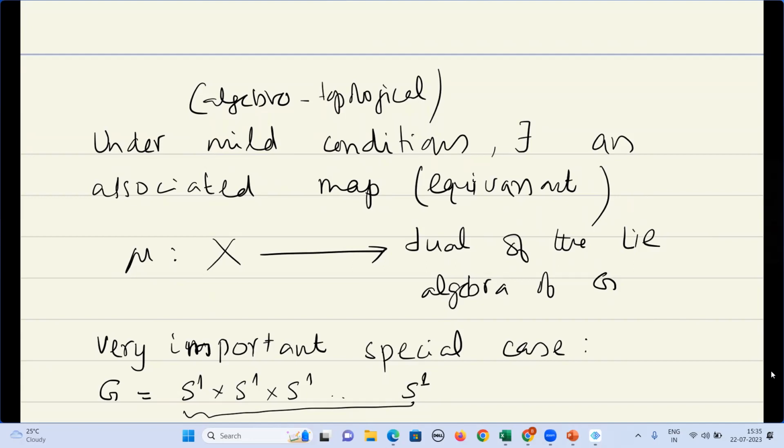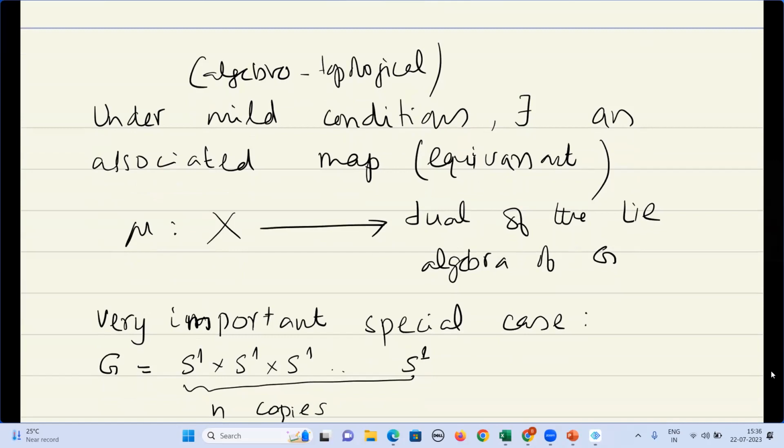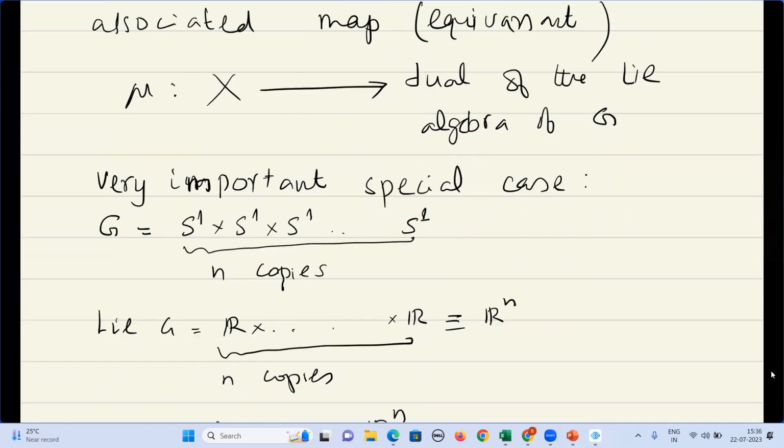Professor Kulkarni asked me what is the defining property of the moment map. Can I come to that question after I give the punchline of this section, which is in the very important special case when the group consists of the product of S1 n times. In other words, it's a compact abelian group, n-dimensional, given by taking n copies of the unit circle, so that the Lie algebra of G can be naturally identified with Rn, and therefore the dual also with Rn.